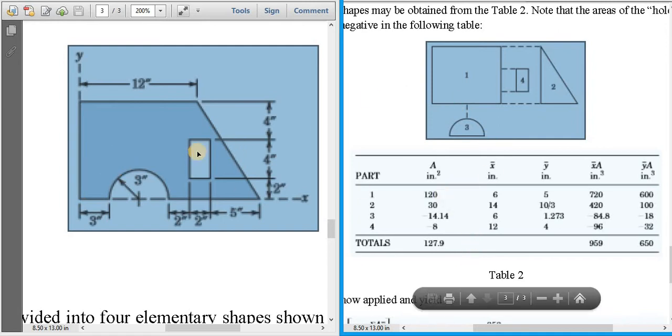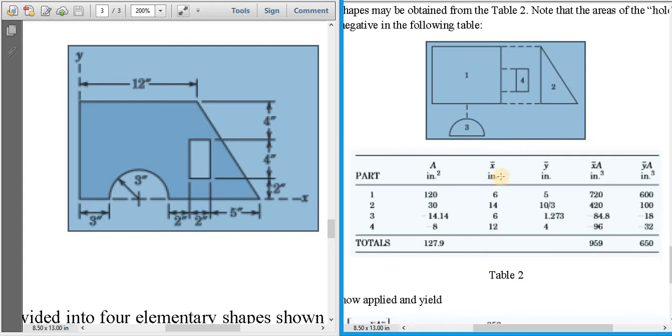Pero, since may given na holes dito, yung area 3 at yung area 4, gawin natin negative itong dito. This one is negative. Area 4 is negative as well. So, if you are to sum, 120 plus 30 minus 14.14 minus 8 is equal to 12.19. Gets? Can you still follow? So, ganun yung paglocate ng total area ng isang certain composite shapes or composite areas.